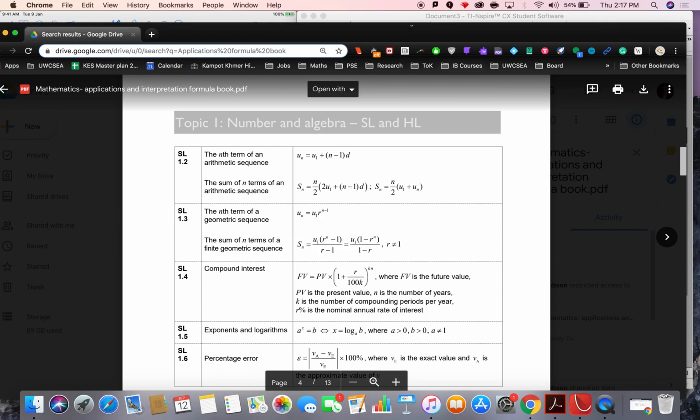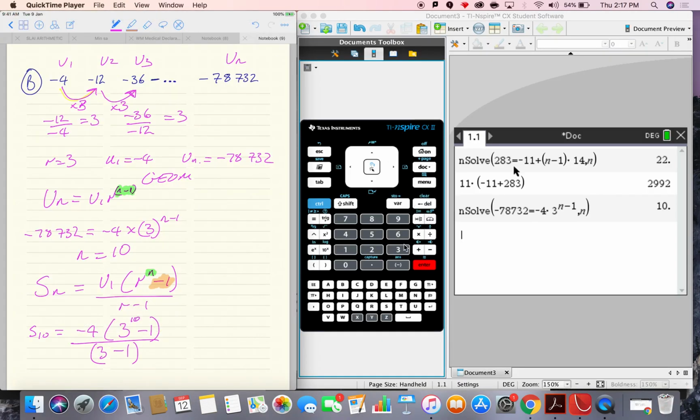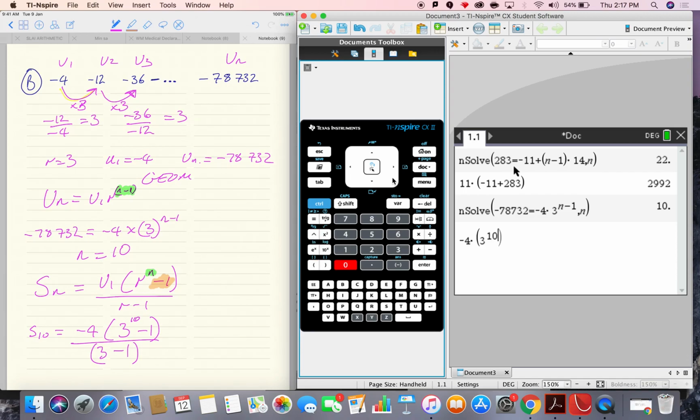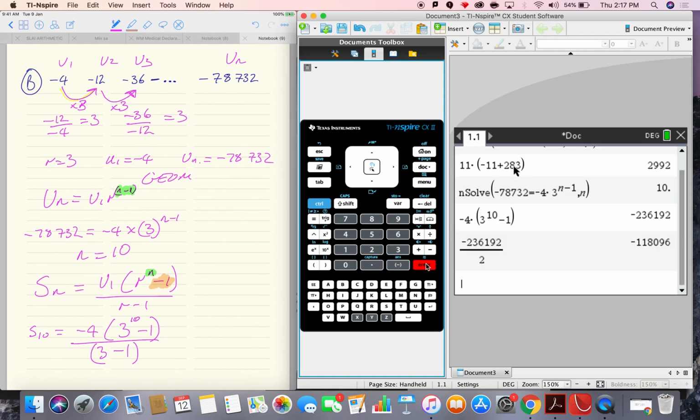So calculator again. And we just type in the equation we've got to solve. Negative 4 times by, open bracket, 3 to the 10, arrow to the right, and then subtract 1. The answer to that is this, and of course the whole thing is divided by 2. Okay, so I'm typing that answer. That's negative 118096. Okay, so that's the power of the calculator. Lovely. Yeah, that should do the trick, I think.